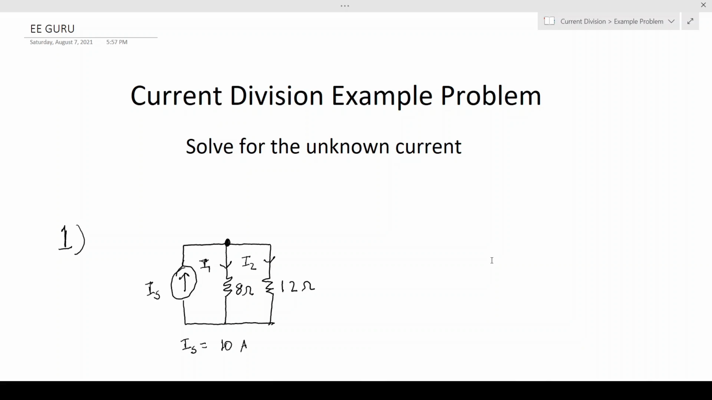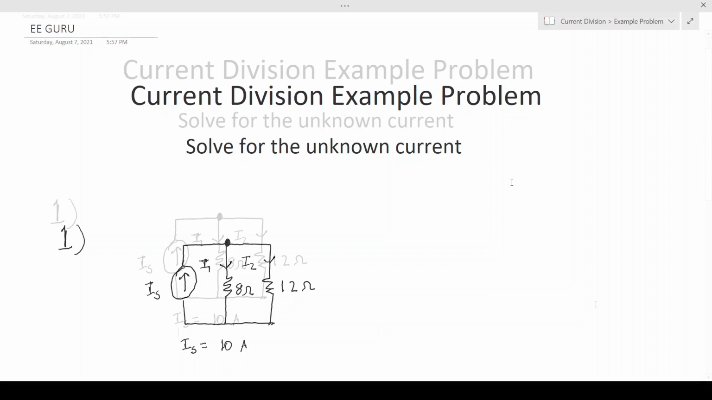Also, I recommend as we're working on the example problems, pause the video and try to solve the problems on your own first, and then we can work on it together. That is meant to help you gain confidence in solving these types of problems on your own. So let's dive right on into it.